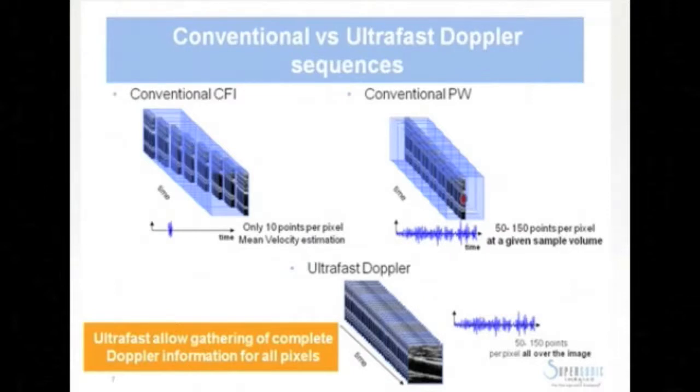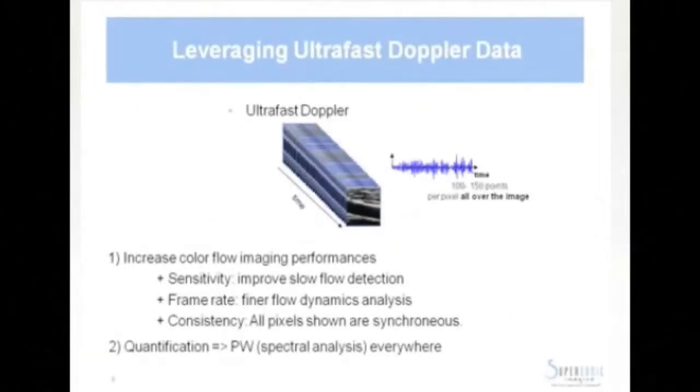So what can we do with all the information gathered by the ultrafast Doppler acquisition? The first thing is that we can increase color flow imaging performance. You can increase sensitivity to improve slow flow detection. You can increase frame rate. Instead of having 10, 20 hertz, you can go up.